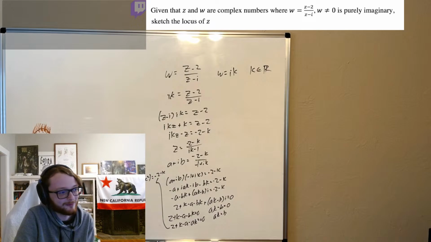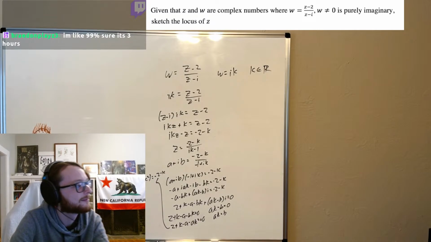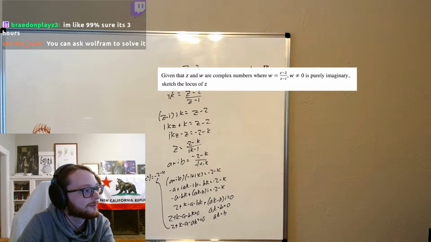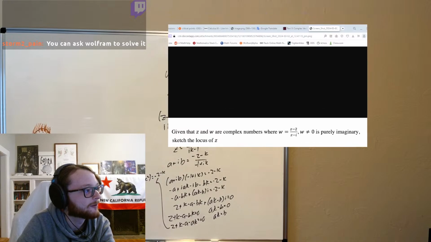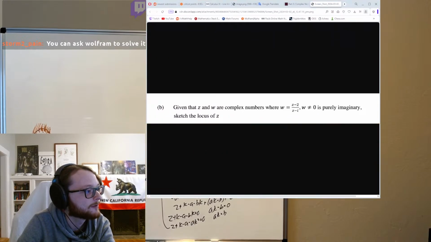Yeah, I'm not sure how we would verify an answer to this, or if we can. So I definitely don't know what to do with this question. We could do our drawing of the locus. It's 3 hours? Okay. Would Wolfram do this? We can try to make Wolfram solve it. I don't know how we would tell it that W is purely imaginary.